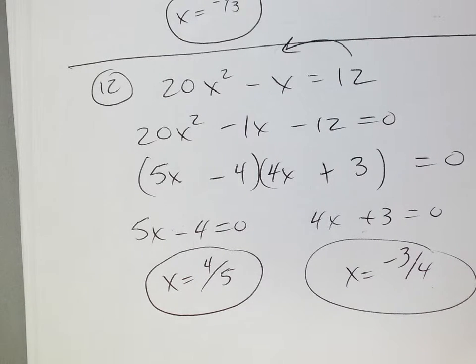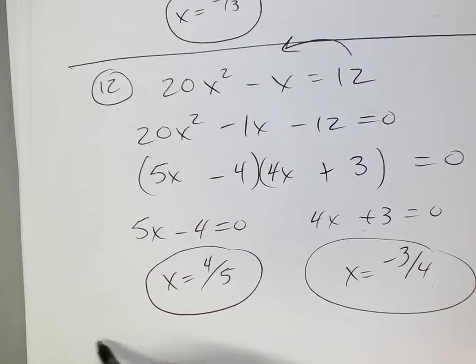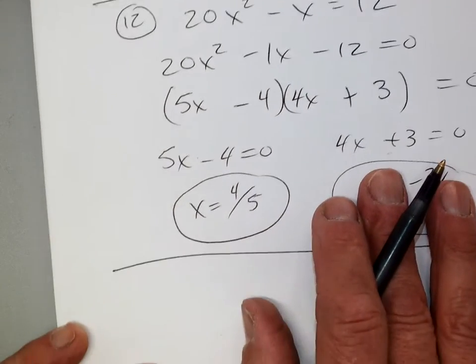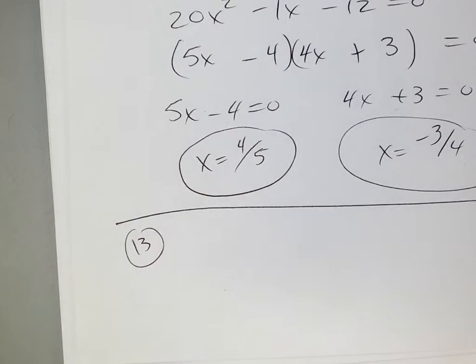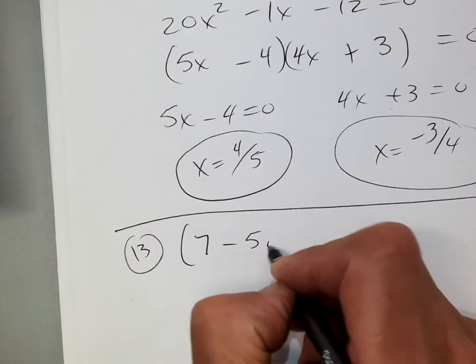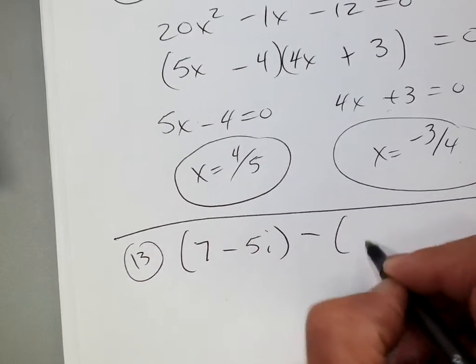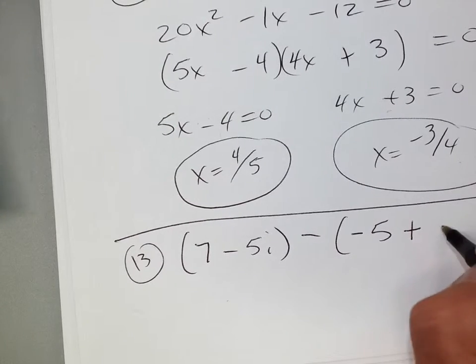Okay, here's the easy stuff coming up. Okay, we're getting there. 13. I know. Let's just get this done. It's a lot, isn't it? How many pages? The test, only 3.